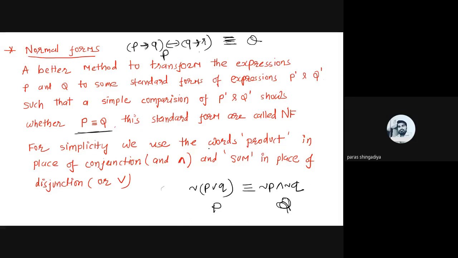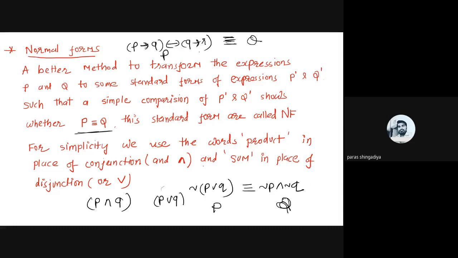For simplicity, we use the word product in place of conjunction. That is for normal form only. We'll use the word product in place of conjunction, meaning in place of and. For example, if we have p and q given here, it is read as p and q, but in this normal form we say the product of p and q.